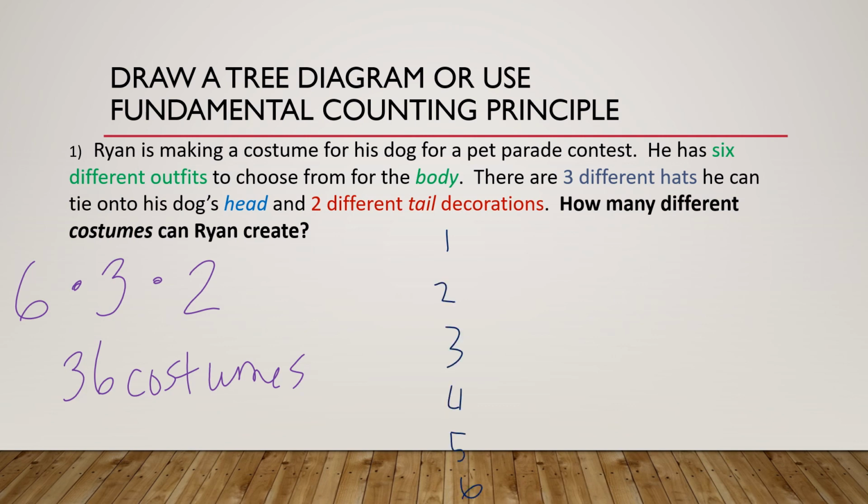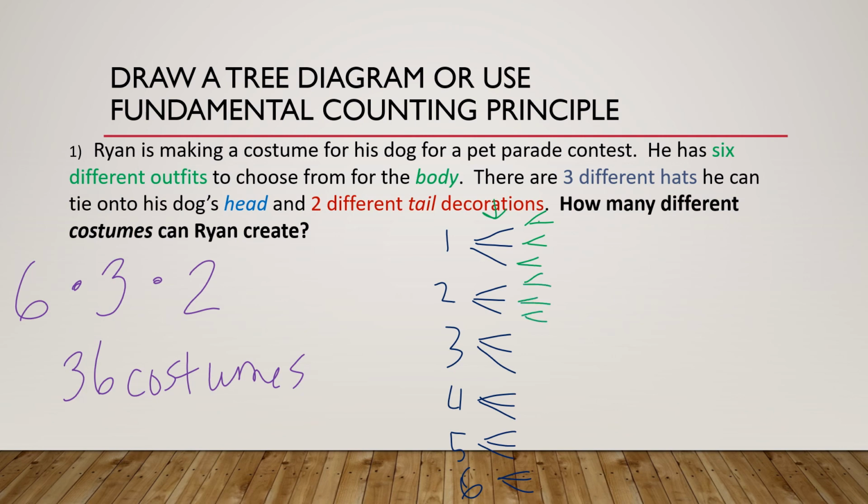So I'm going to show you why the fundamental counting principle is a little bit quicker in this situation. So there are my 6 different outfits to choose from. For each outfit, I can do 3 different hats, okay? So I'm just gonna do 3 lines here. Okay, then for each hat, I can do 2 different tail locations. So for each of these branches here, I'm gonna draw another 2 branches off of that one.